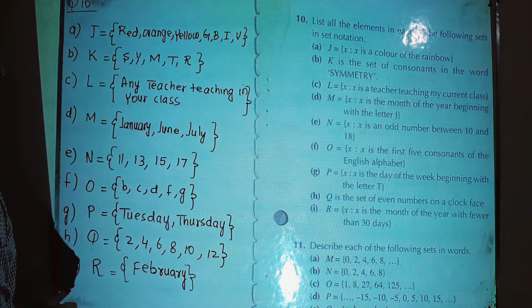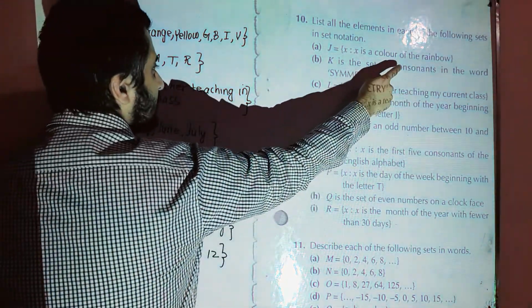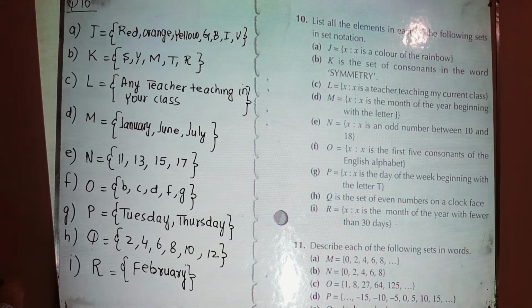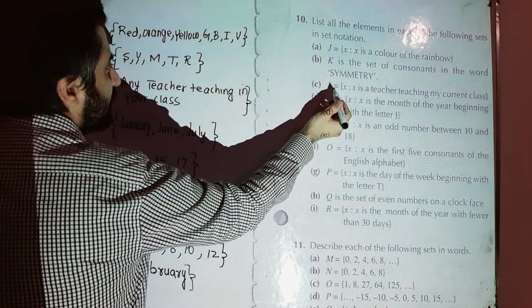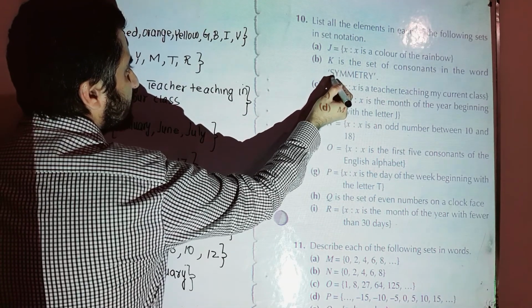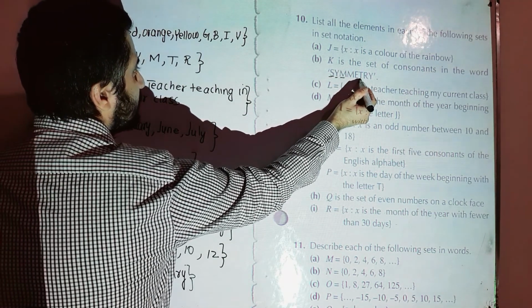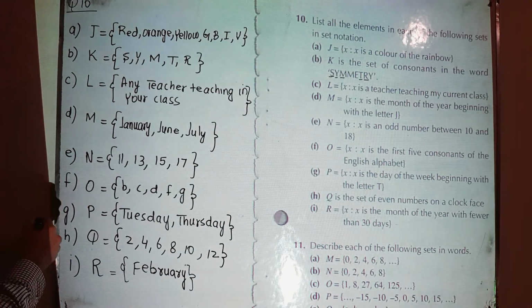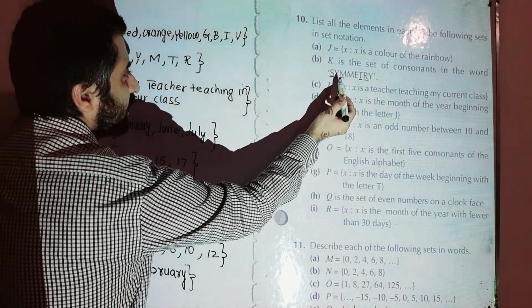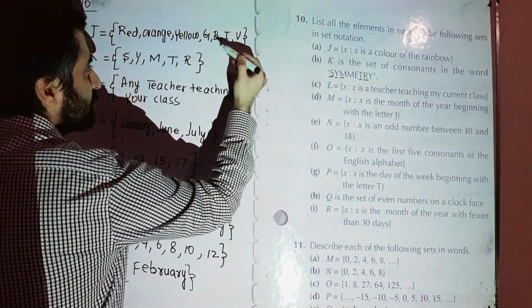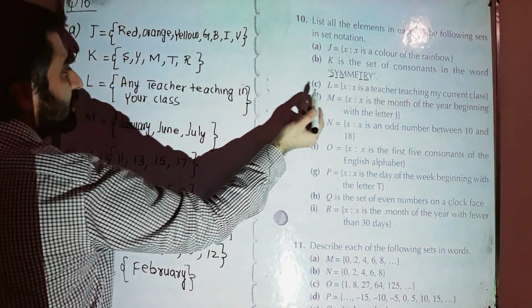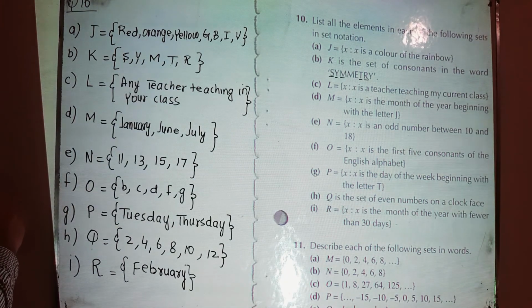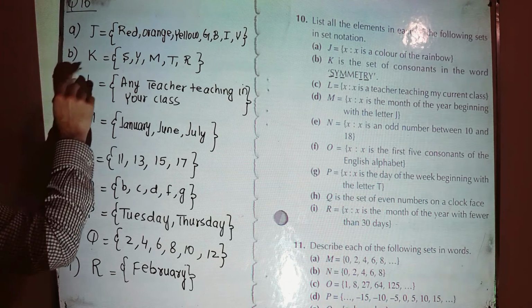Part B is K is the set of consonants in the word symmetry. Consonants are the letters of the alphabet which are not vowels. So we have S, Y, M, T, R. We are not going to repeat a letter twice, so we are not going to repeat Y or M, you just write it once. So S, Y, M, T, R are the consonants in the word symmetry. This is the answer in set notation.